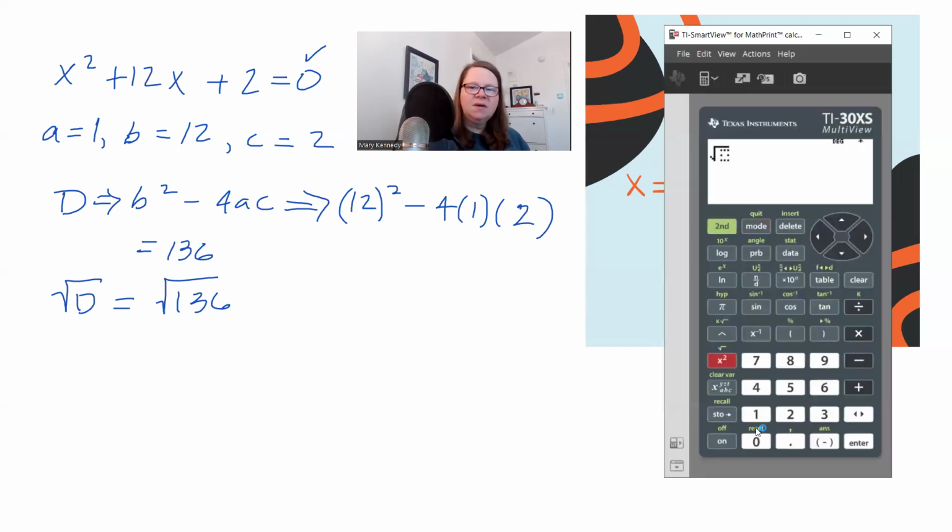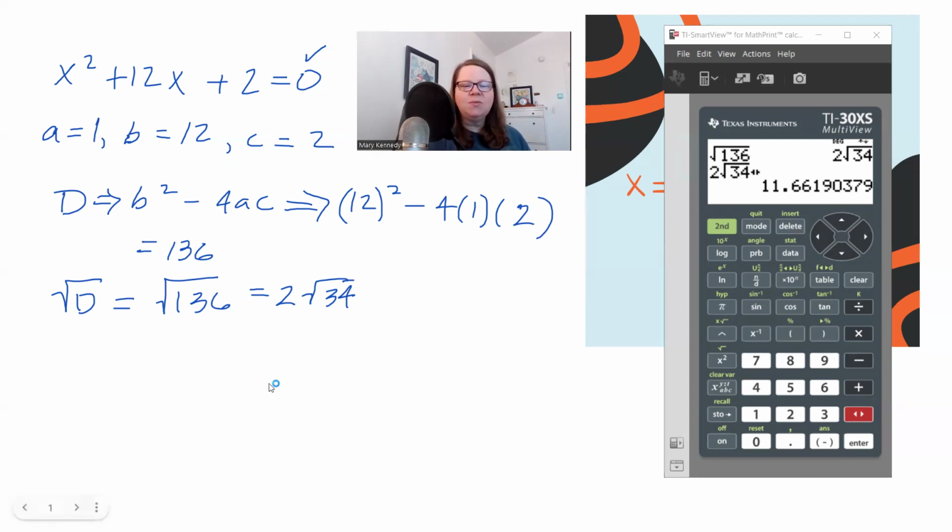Square root 136. Now I have this calculator that's a multi-view. I really recommend this one because it's going to give it to me in radical form, 2 square root of 34. Most calculators are not going to give it to you in this form. Most calculators are just going to give you this long decimal, which is equivalent to that, but a lot of times in algebra, we need the radical form. So, I'm not going to go into finding the radical form in this video.